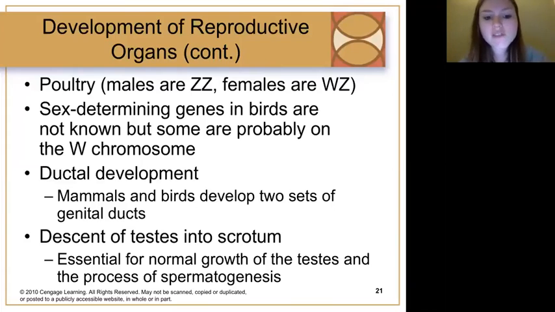So as far as ductal development, mammals and birds will develop 2 sets of genital ducts, and then you have the descent of the testes into the scrotum. So in order for normal growth of the testes and spermatogenesis to take place, the testes actually have to descend into the scrotum to complete development and to be able to function properly. So that's important in mammals.